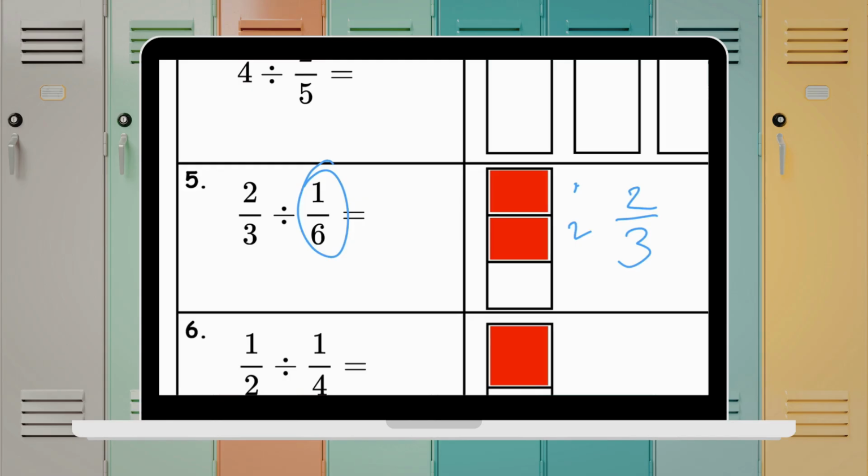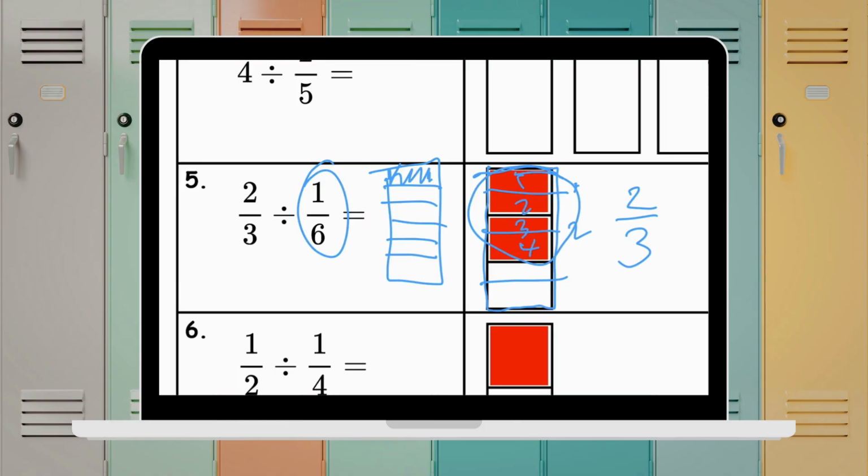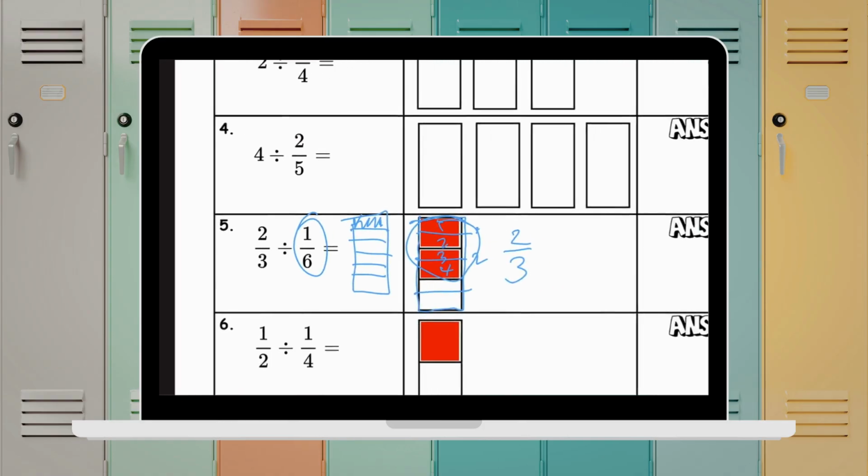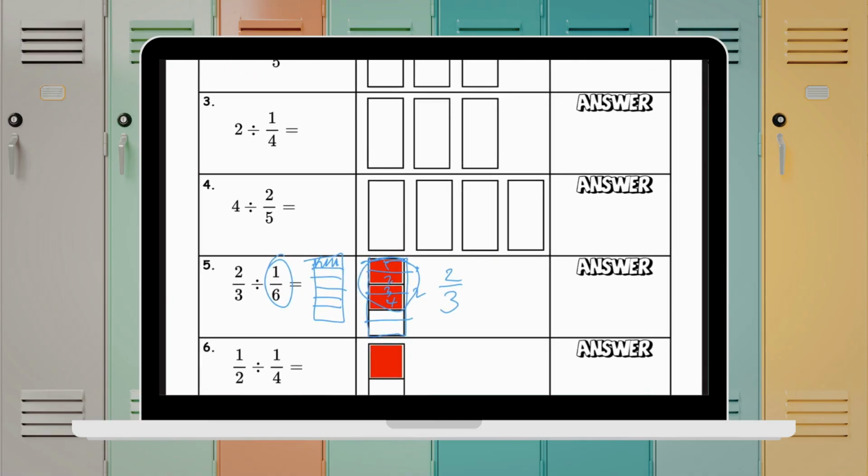And so if I draw a sixth, I would have 1, 2, 3, 4, 5, 6 pieces, and 1/6 would fit in there. So I'm actually going to draw the sixths right on top of this in the blue to see how many sixths fit into 2/3. Here are my 2/3, and 1, 2, 3, 4 sixths fit into 2/3. So my answer to number 5 is 4.